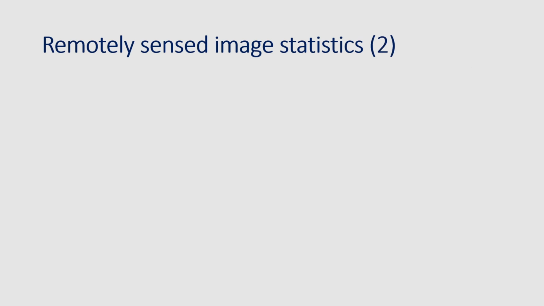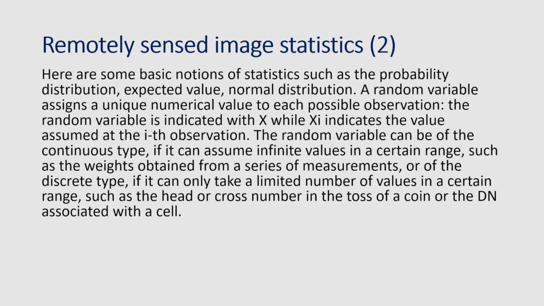Remotely Sensed Image Statistics. 2. Here are some basic notions of statistics such as the probability distribution, expected value, normal distribution. A random variable assigns a unique numerical value to each possible observation. The random variable is indicated with x, while x_i indicates the value assumed at the ith observation.